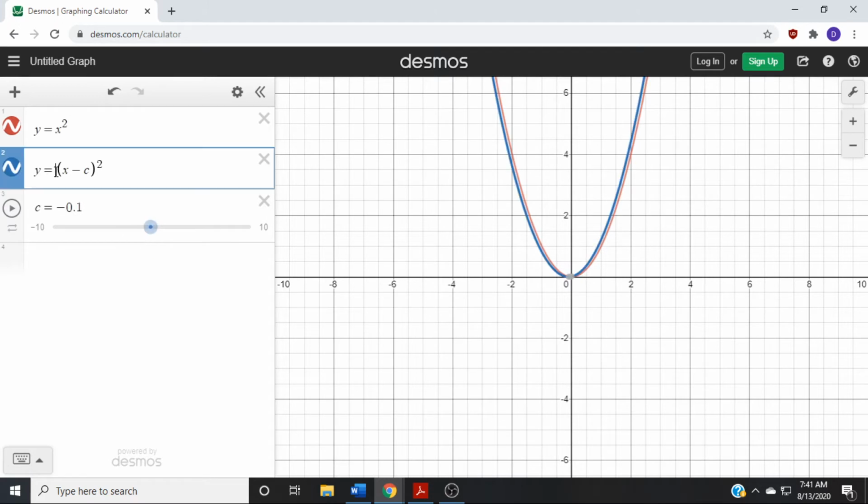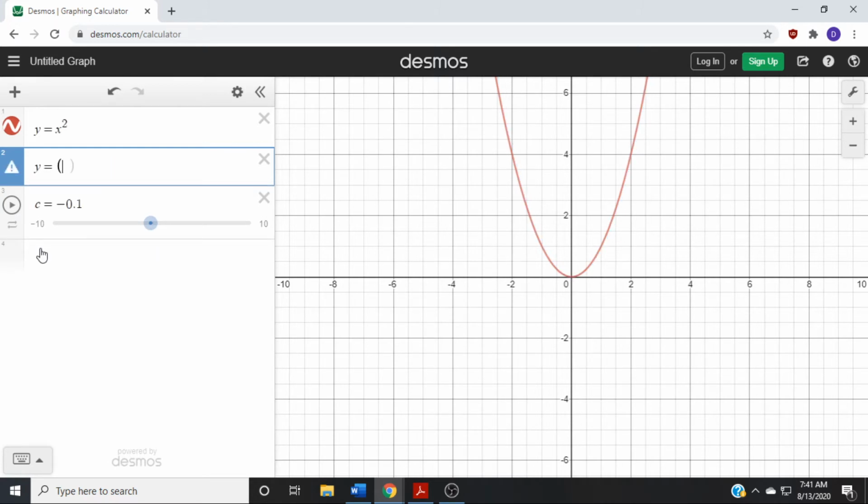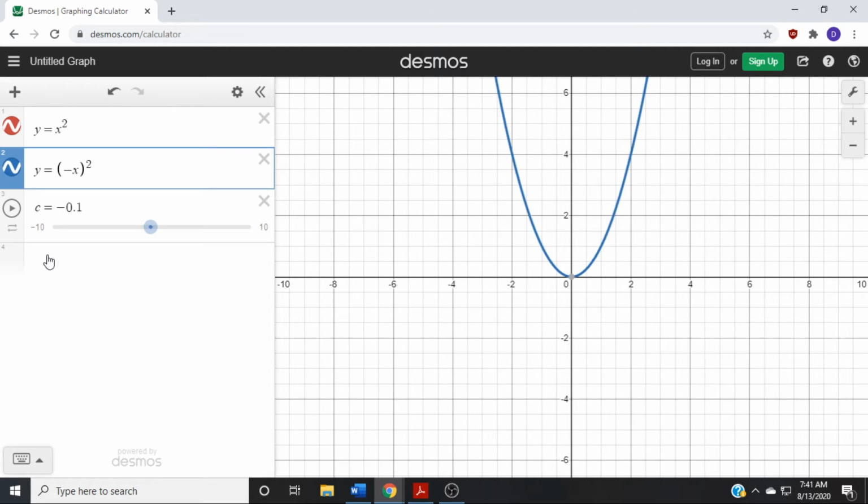What about negative in front? Flips it. What about negative on the inside? It flips it over the y-axis. Why didn't this change? Good question. Why didn't it change when we did that? What happened? Well, what's this? This is an even function. The rule with even functions is that if you plug in a negative, it will still stay positive.